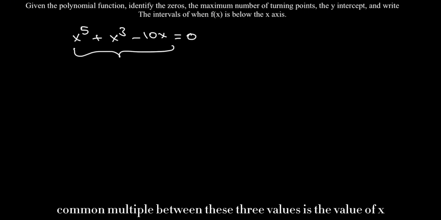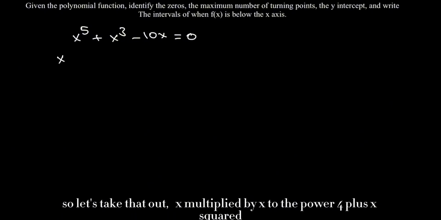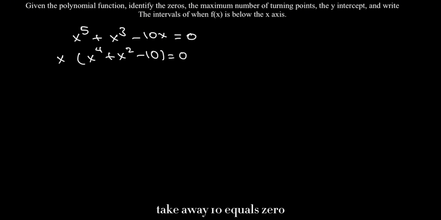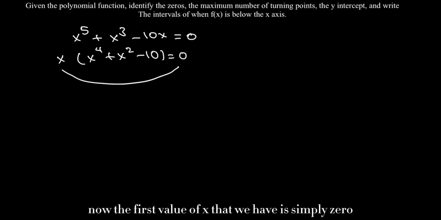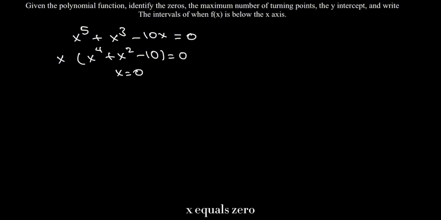Now the least common multiple between these three values is the value of x. So let's take that out. x multiplied by x to the power 4 plus x squared, take away 10 equals 0. Now the first value of x that we have is simply 0. x equals 0. We have found the first value of x. Let's put that to the side.